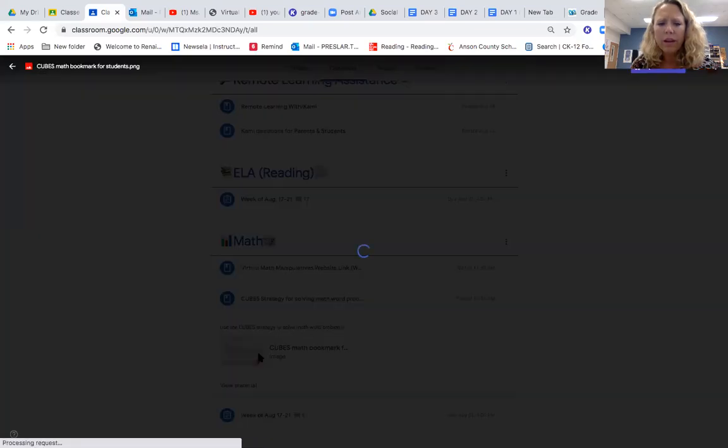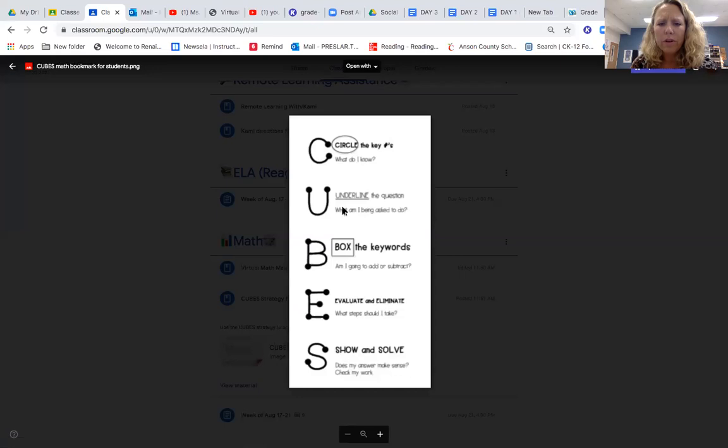CUBES is a way to remember to pay attention in word problems. You can circle the key numbers. That shows you what you know. You can underline the question, what you're being asked to do. You can box out the keywords. Think about, does this mean I'm adding or does this mean I'm subtracting? You can evaluate and eliminate.